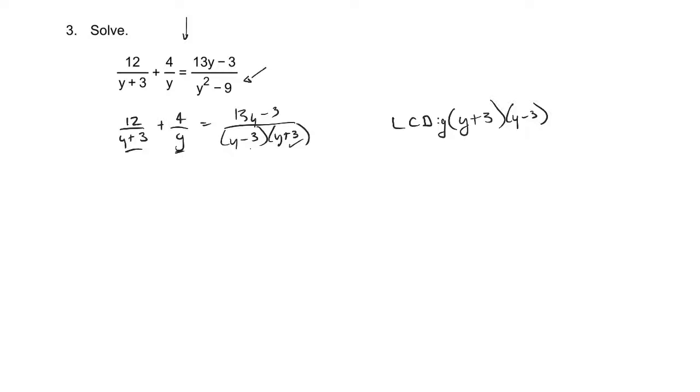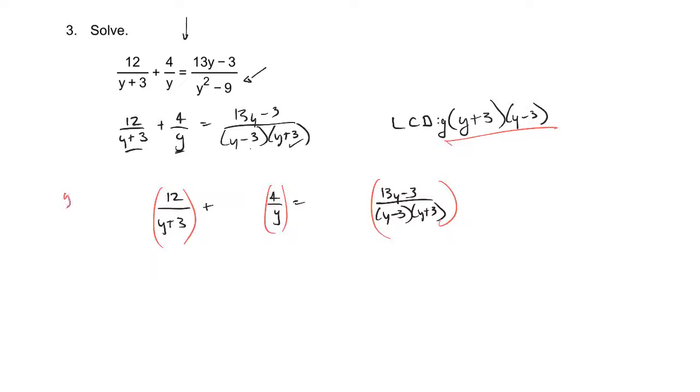Now I'll take every term, and I'm just going to spread them out a bit here. Plus 4 over y equals 13y minus 3 over y minus 3, y plus 3. So I can take each term and multiply them by this lowest common denominator. y times y plus 3 times y minus 3, for each term.